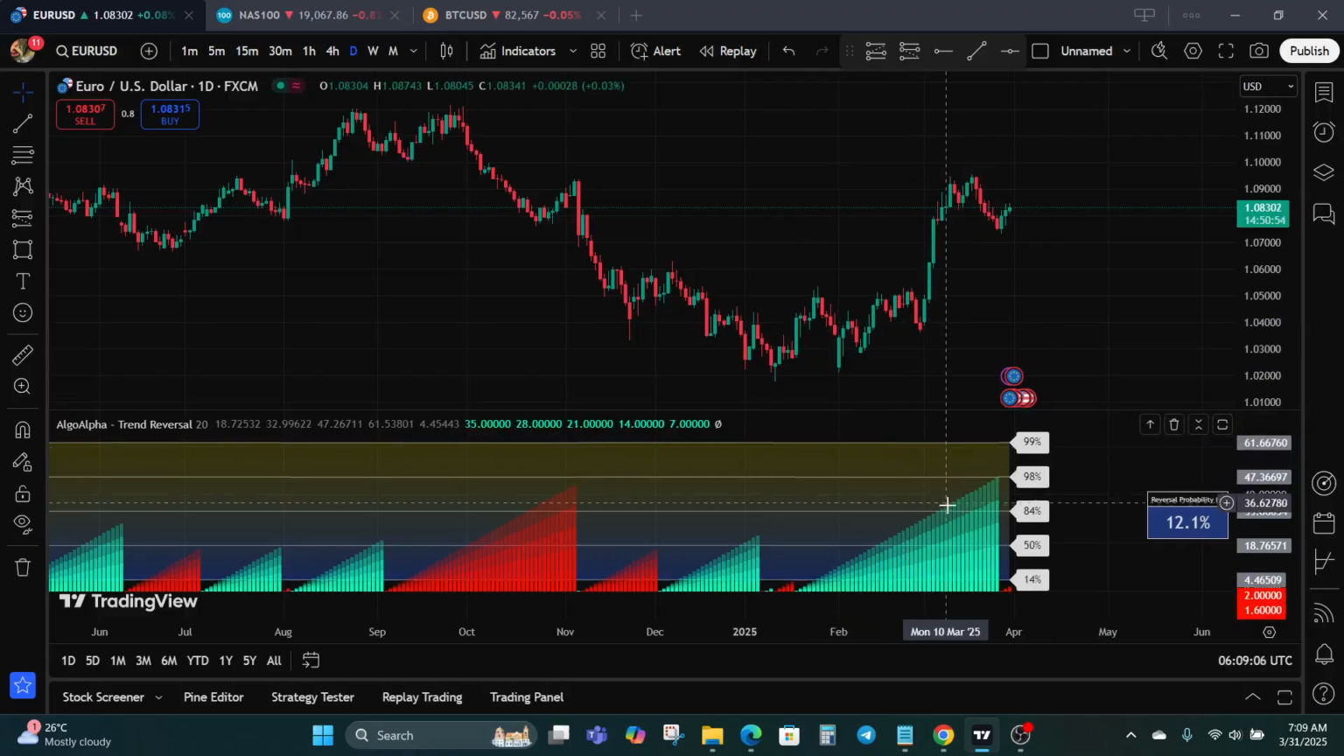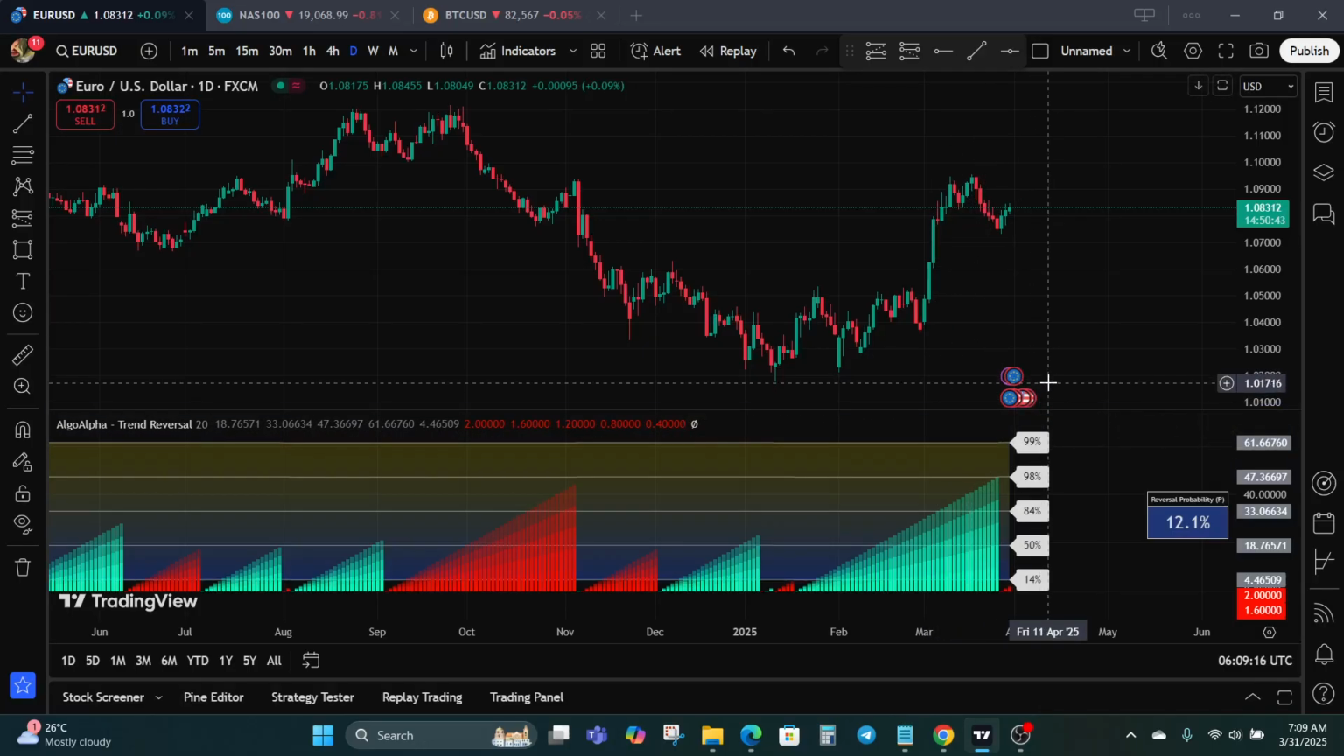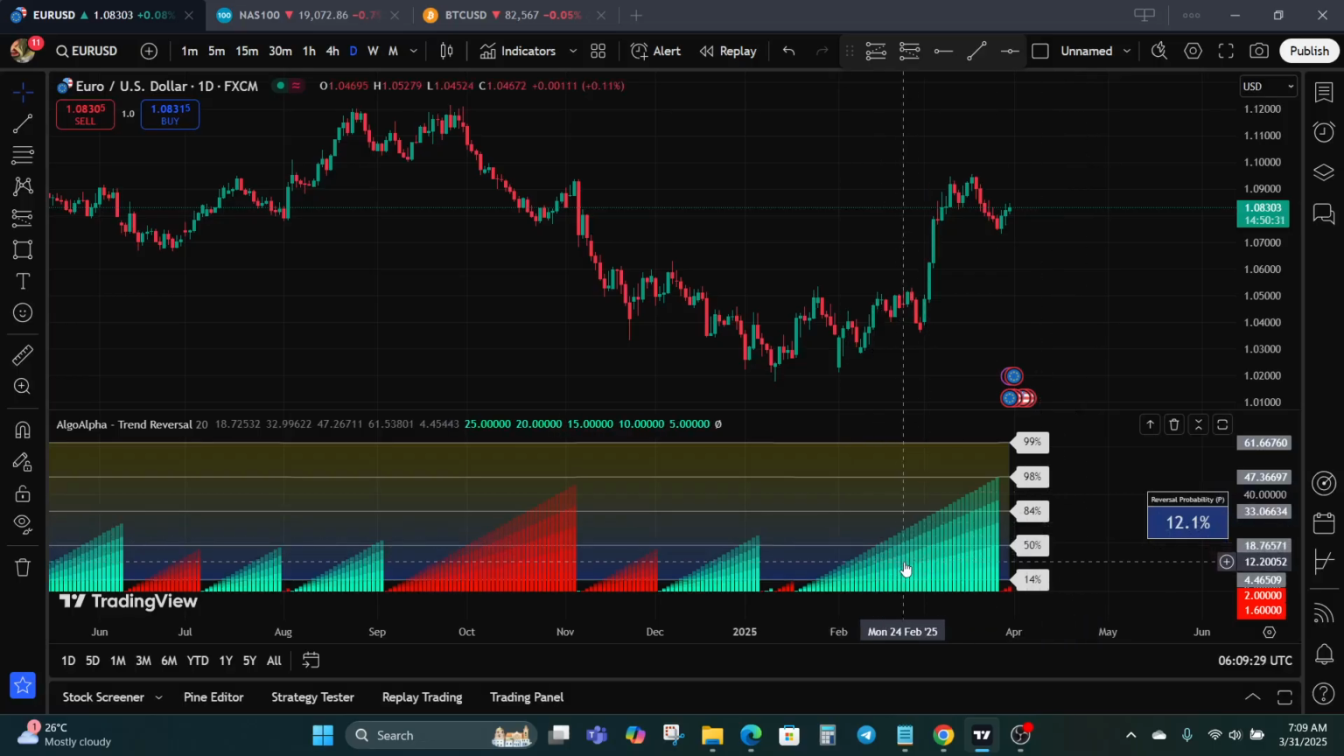When the oscillator signals a potential reversal, it is essentially telling you that the market is showing signs of exhaustion in its current direction. So whether the market is overbought or oversold, these signals can indicate that a change in direction is highly probable. The beauty of the oscillator is its simplicity. Unlike other more complex tools, it gives you a straightforward way to gauge the strength of a trend and predict when it might be coming to an end. You can see the features of this indicator, very straightforward, very simple to use.